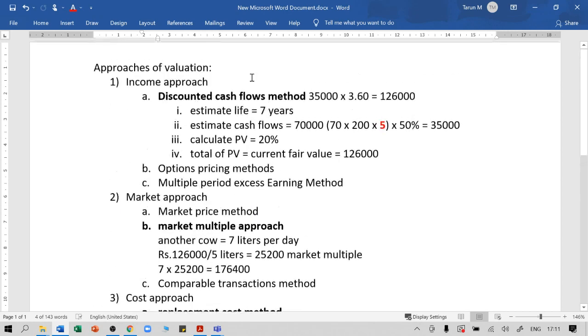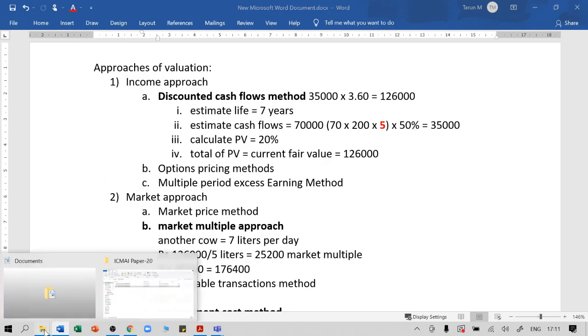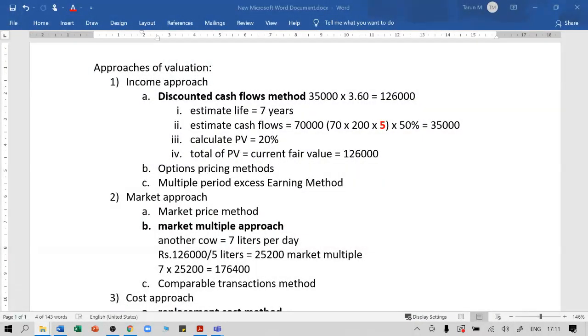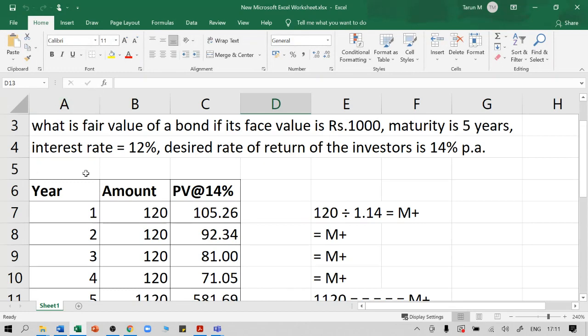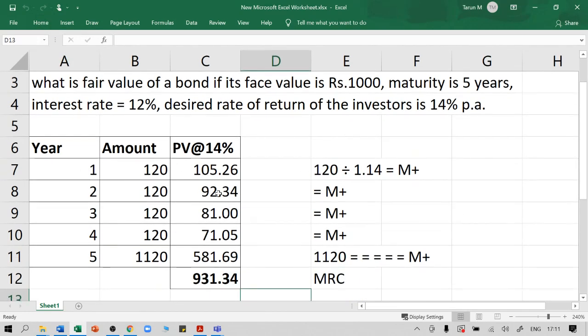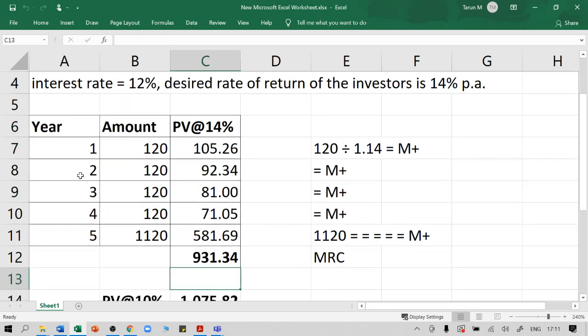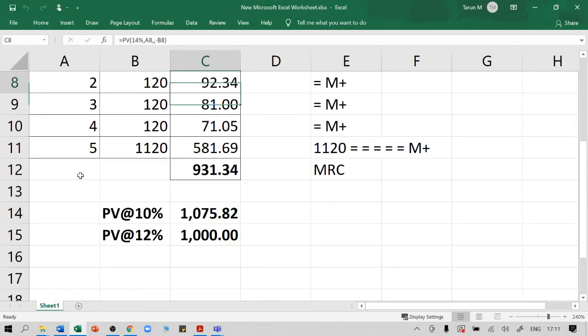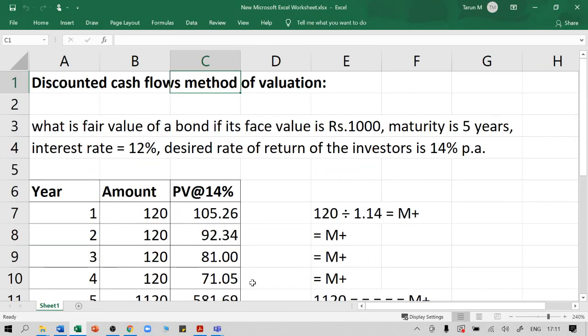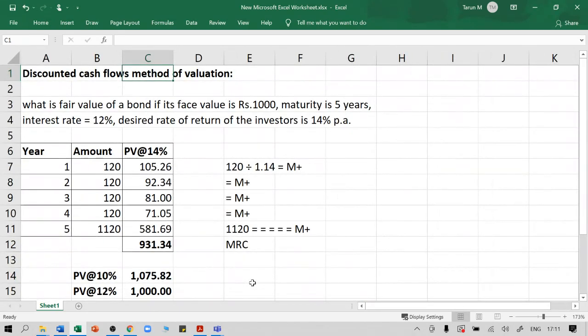In fact, in the last session, we tried to solve one question also for valuation. You can see it here. I said that under the DCF method, how do you make a valuation? Number one, you need to estimate life. Number two, you need to estimate cash flows over life. Number three, you need to calculate the present value of these cash flows. And number four, you need to make a sum total. This is how you can make valuation of an asset. Valuation of any asset can be done like this.